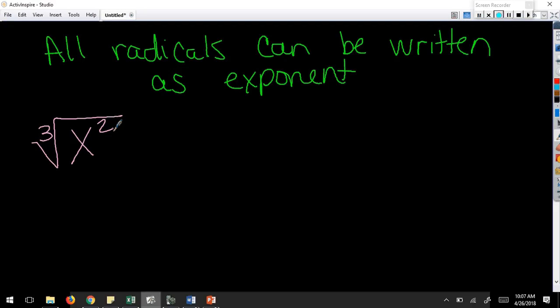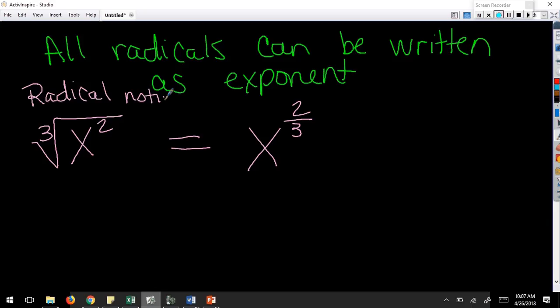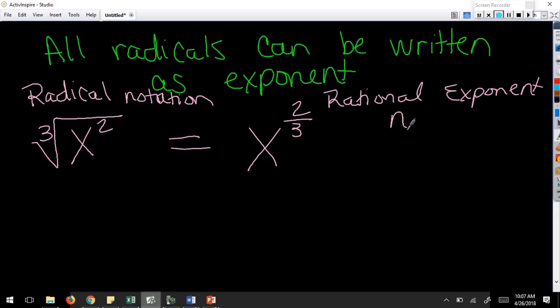All right. The cubed root of x squared, what we do is we write it as an exponent. And the way we do that, we have to write it as a fraction exponent. The root is the denominator. So 3 is on the bottom and the 2 is on the top. This is called radical notation. This is called rational exponent notation. And to be successful in this whole chapter, you have to be able to fluidly move from one form to the other. Okay?